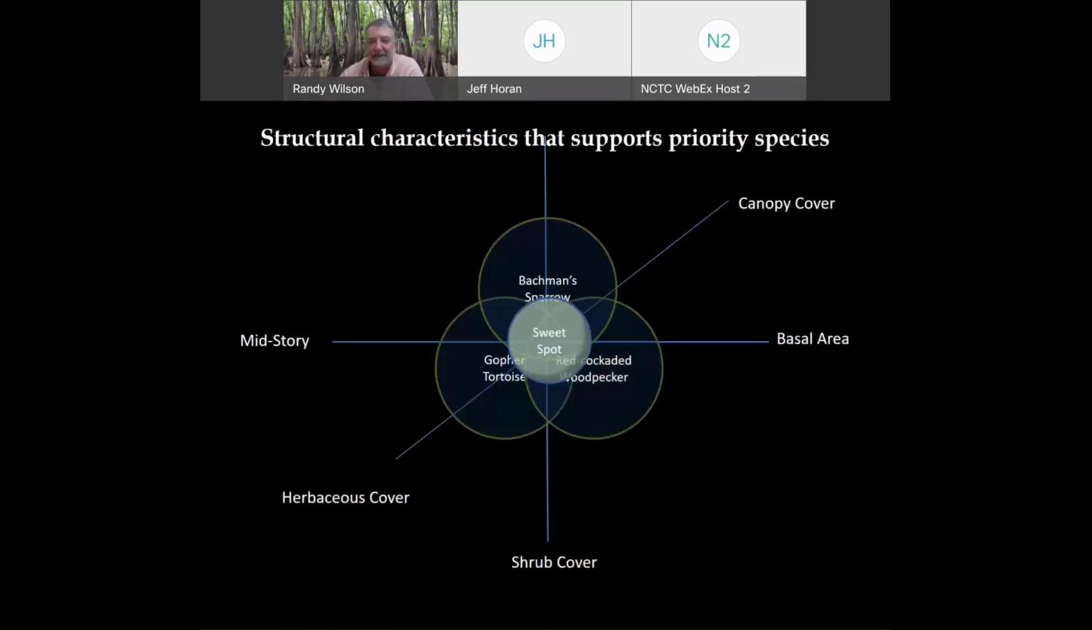Slide. Again, it's a similar process, stacking those structural characteristics and looking for the sweet spot. Where's the overlap between Bachman's sparrow and gopher tortoise? Where are the basal areas and canopy covers that we can get away with, supporting all of these species at one time? Slide.